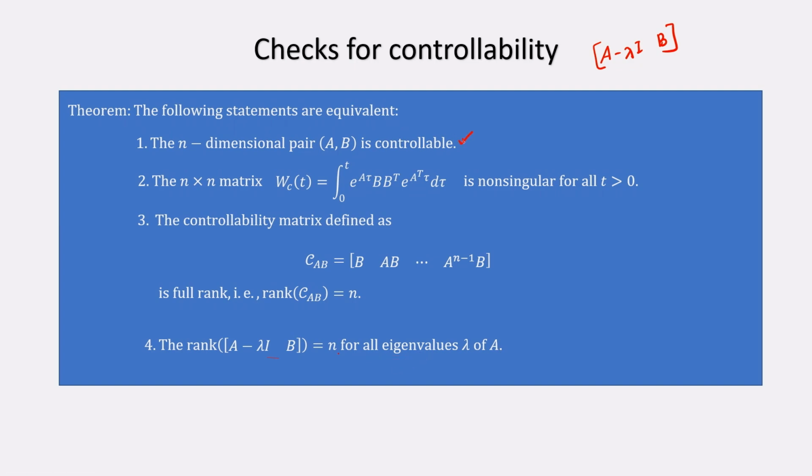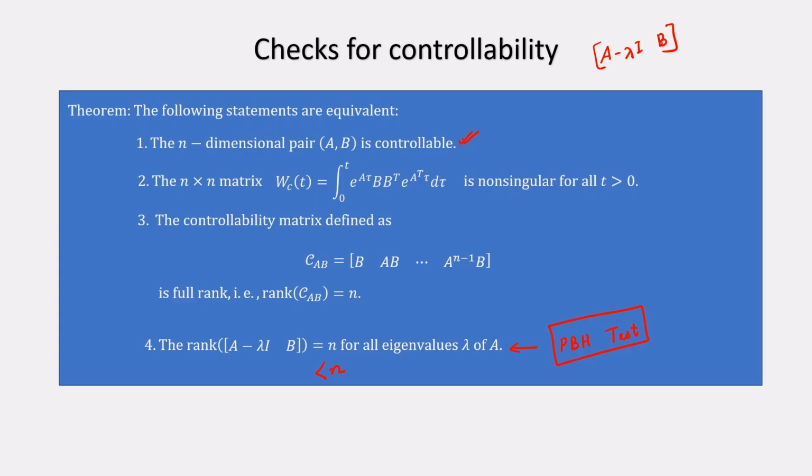A system is controllable if and only if the rank of [A minus lambda I, B] is equal to n for all eigenvalues of A, and this is what the PBH test is, the test to check whether a system is controllable or not. However, this PBH test has more information. It not only tests whether a system is controllable or not; if a system is not controllable, the eigenvalues which are not controllable can also be identified using the PBH test, because the rank of this matrix will then come out to be less than n. So, this is what the PBH test tells us.